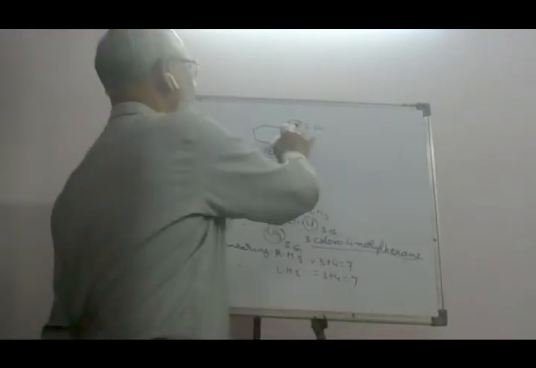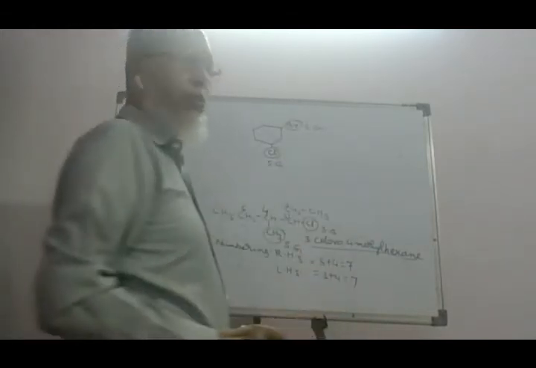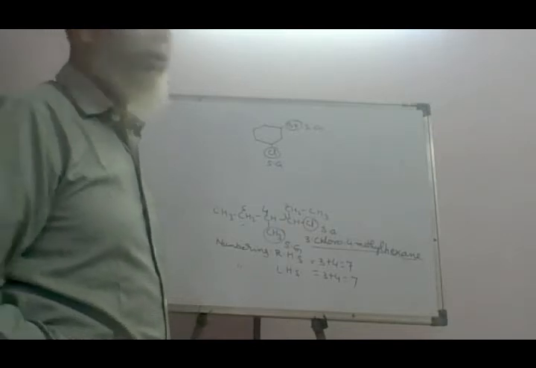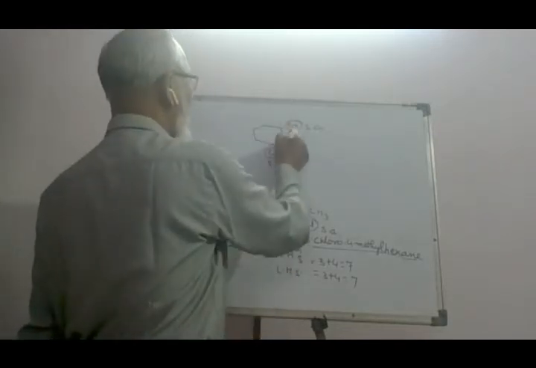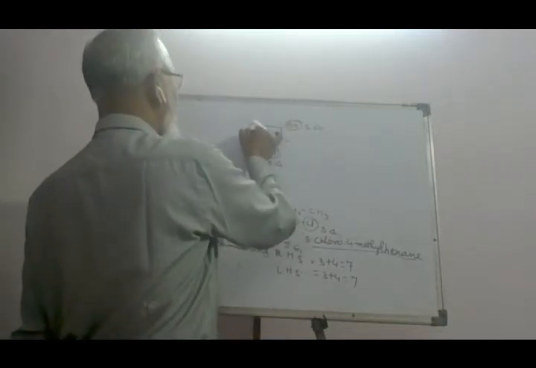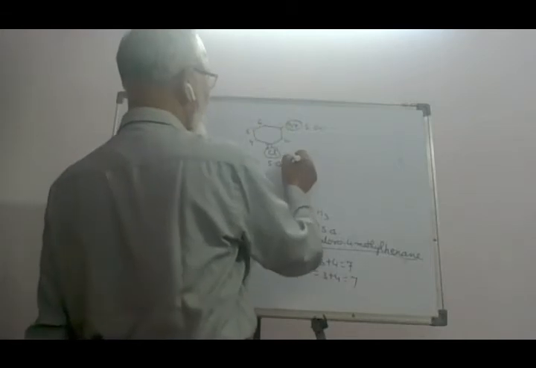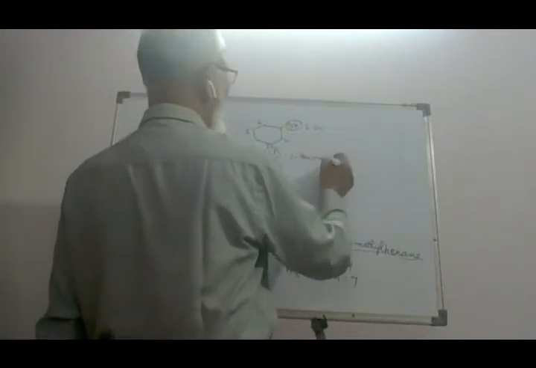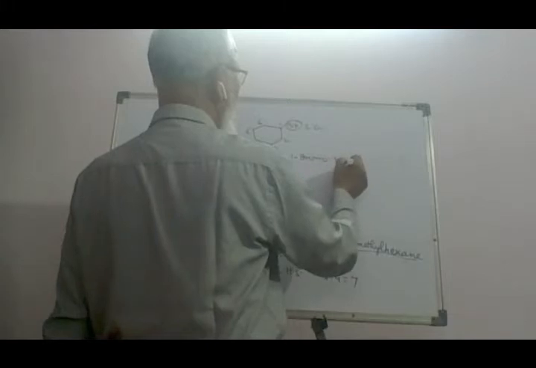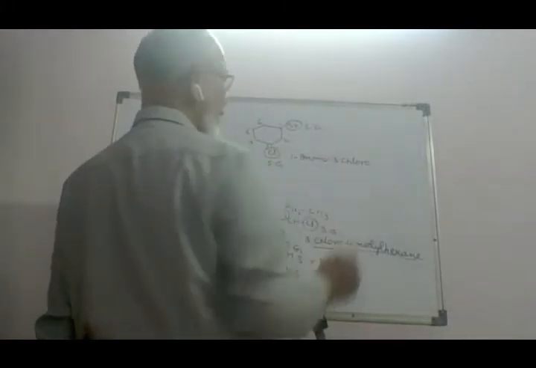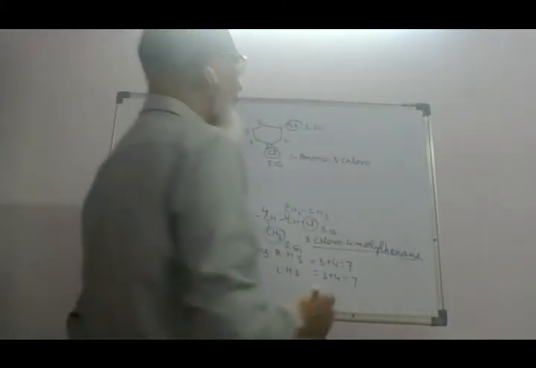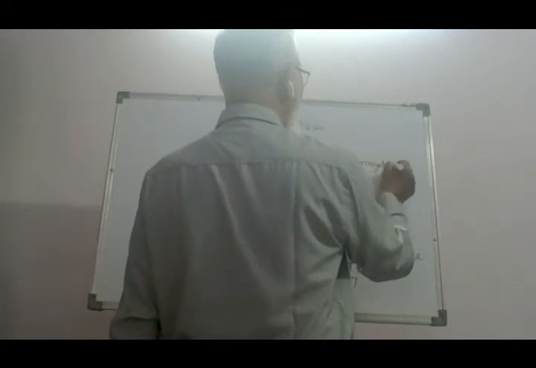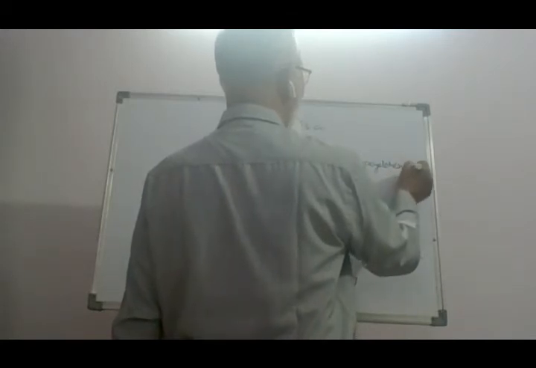But if we start the numbering from the carbon atom with which the bromo group is attached, then the alphabetical order will be taken into account, and therefore numbering will be like this, and its name will become 1-bromo, 3-chloro. This also contains a primary prefix, therefore it will be cyclo, then word root hex, and then ane.